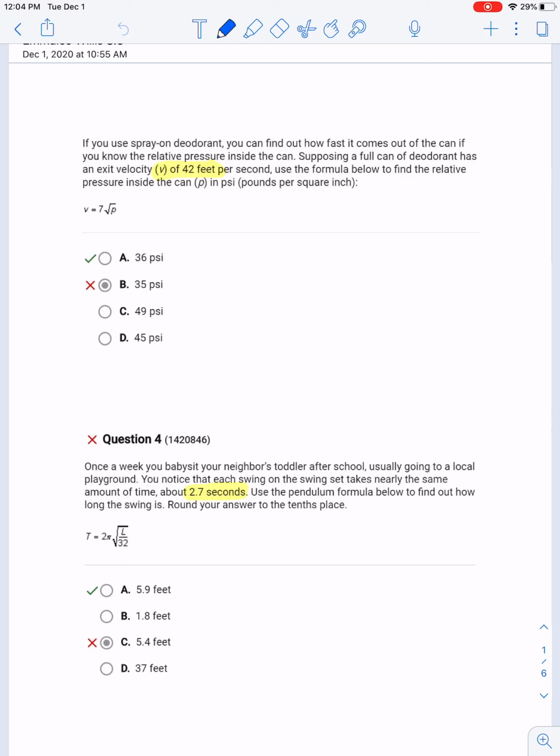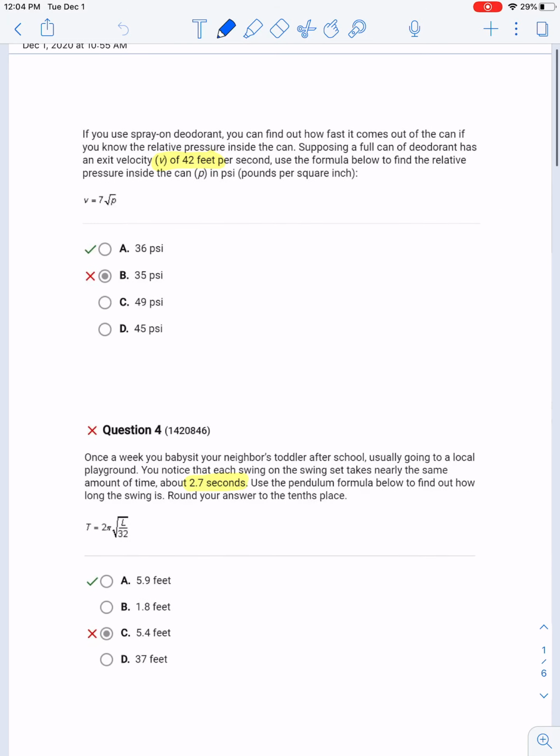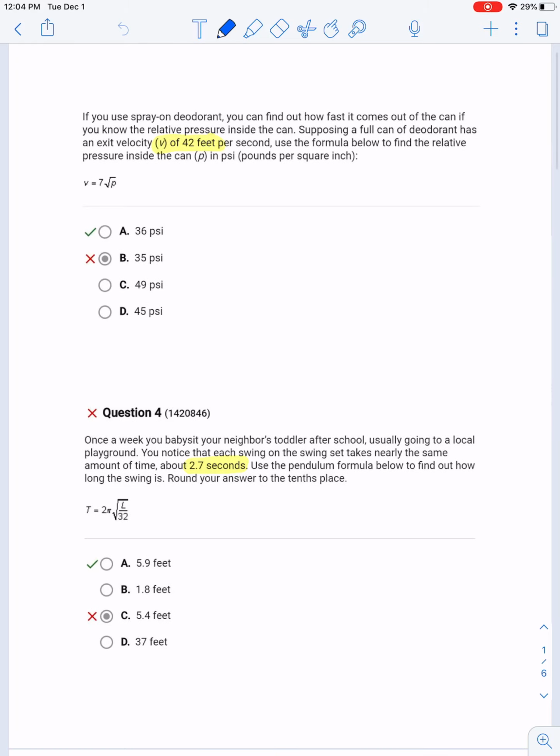All right, so this is 8.6.3 technically. So these are some of the quiz questions from 8.6. So this first question, it says, if you use spray-on deodorant, you can find how fast it comes out of the can if you know the relative pressure inside the can. And it gives you this formula right here, which is what we're going to use.